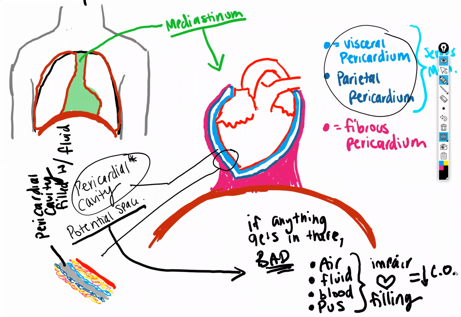Now, just real quick, this schematic that I've shown you about the relationship of the parietal and visceral layers with this thin fluid between them, we've got the same thing over in the lungs. It's just that we call those the pleural lining. So the visceral and parietal pleura instead of pericardium, because they're associated with the lungs and not the heart.